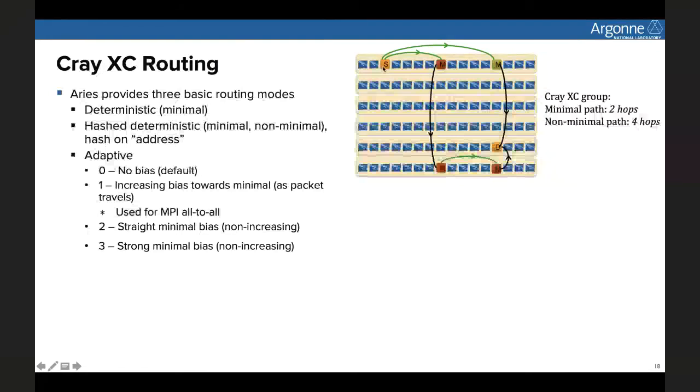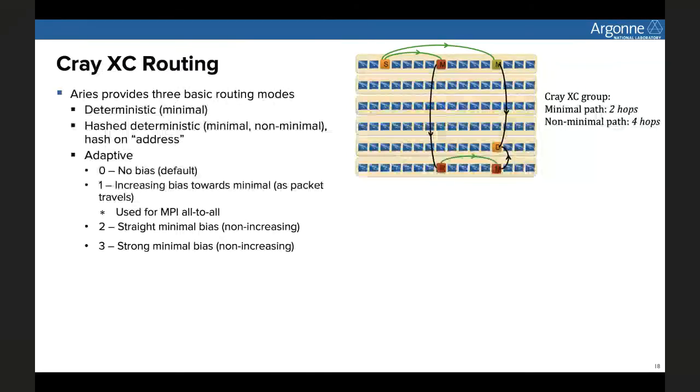So if a source needs to communicate with a destination within a group, it could either take a minimal route that has 2 hops, or it could take 4 hops, which we call the non-minimal path. The routing on Theta Cray XC is deterministic. It has 7 different routing modes. Deterministic is minimal, non-minimal, or in order. And with adaptive routing, there are 4 different flavors.